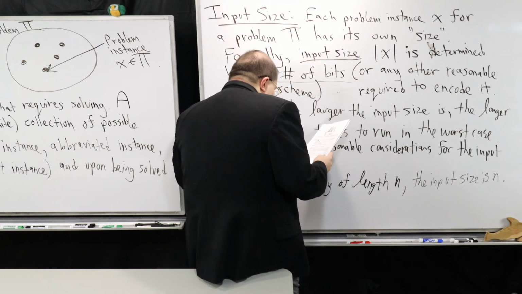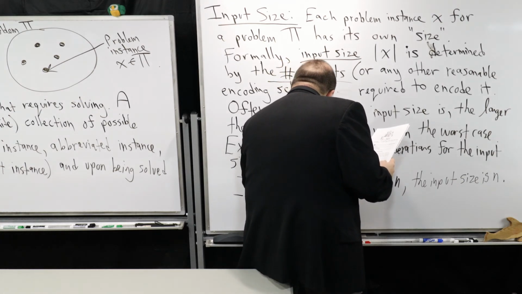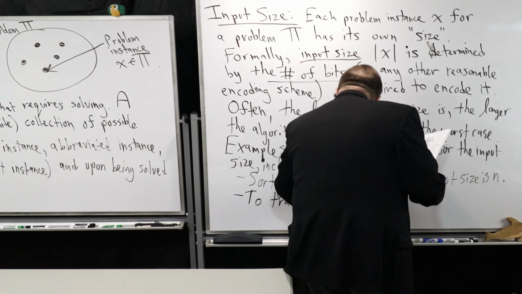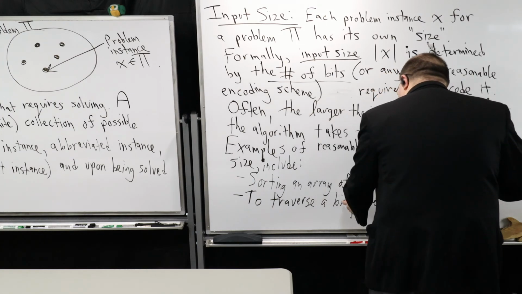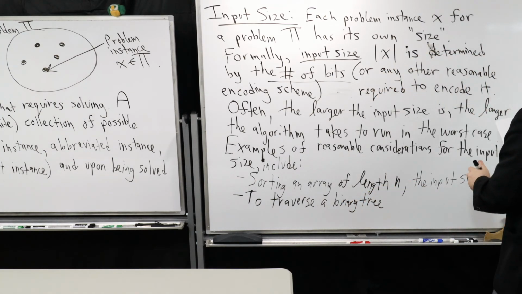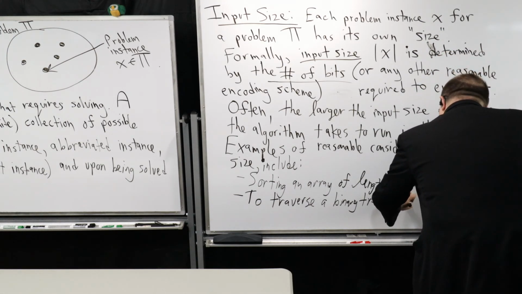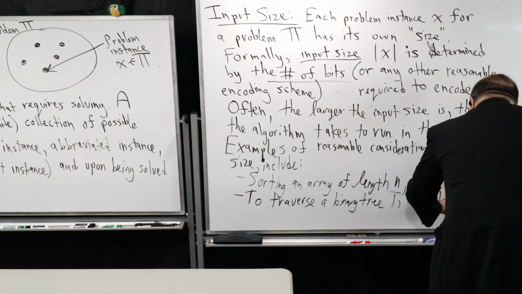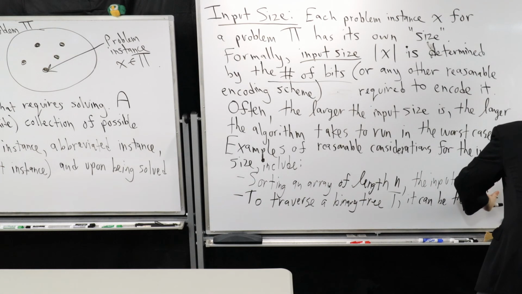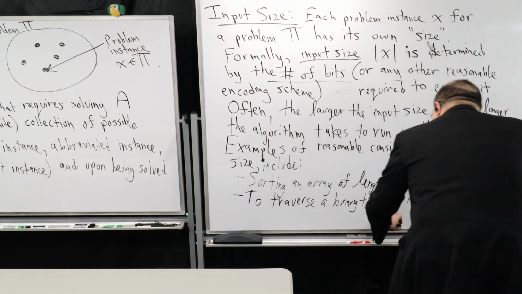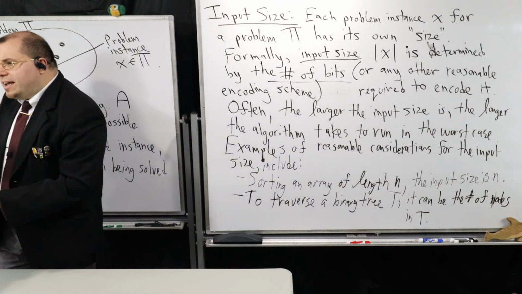Imagine also, for example, I give you a binary tree. To traverse a binary tree T, the input size can be the number of nodes in the tree, the number of nodes in T. Sorry, my writing's sort of melting in the microwave here. That says binary, by the way. So you'll notice that in most cases it will be like this.